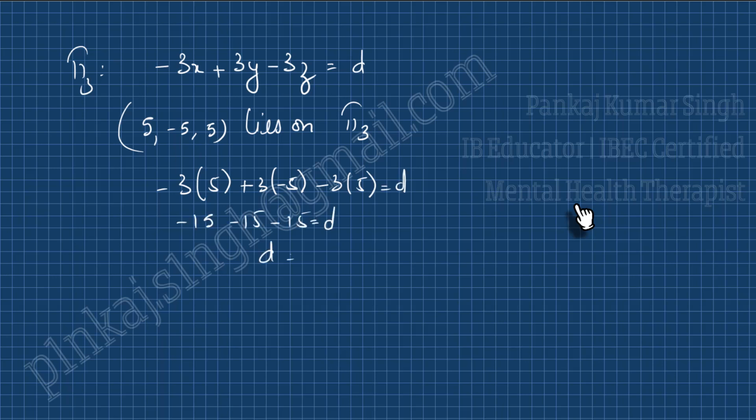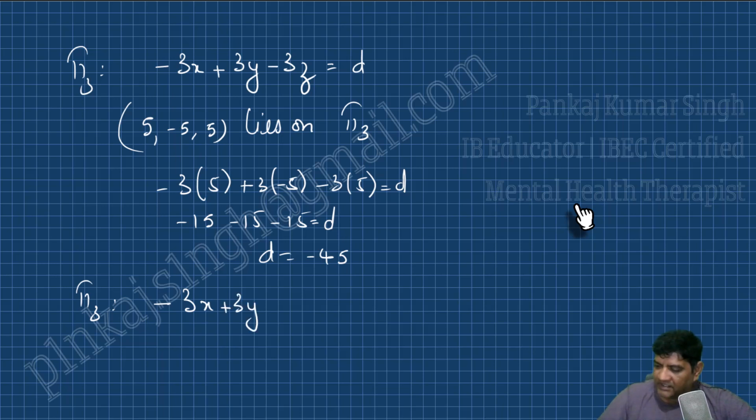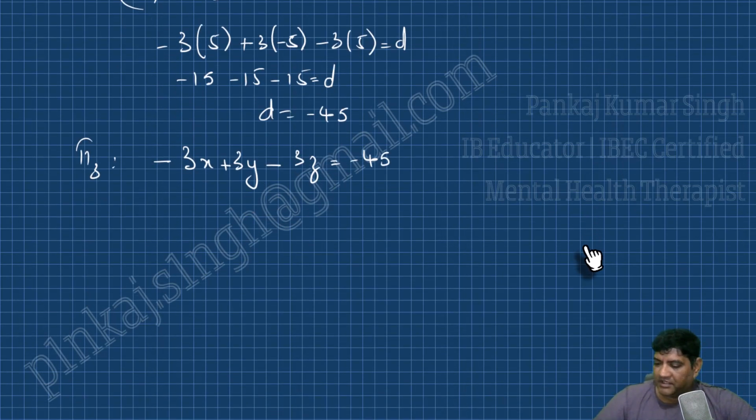And that tells me that pi 3 would be minus 3x plus 3y minus 3z is equal to minus 45. If I'm dividing the entire equation by negative 3, I would have x minus y plus z equal to 15. And this is going to be my third plane, which is pi 3. Now I have directly gone ahead and found out pi 3.